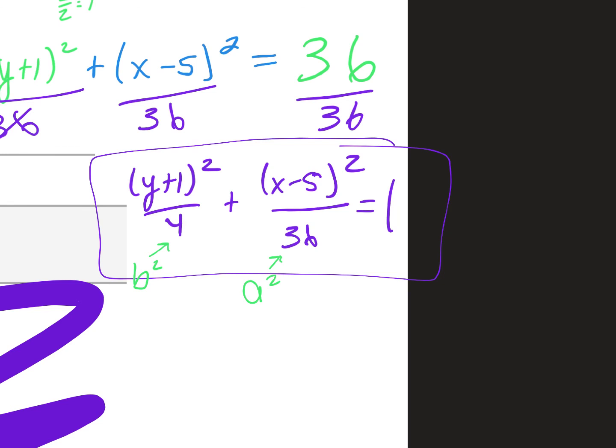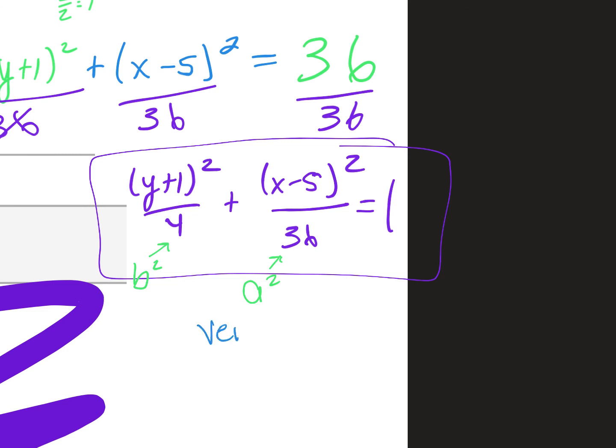Since they're both positive, we got a plus in the middle. You can write it like this. You could write it the other way if you wanted. You could write x minus 5 squared over 36 equals y plus 1 over 4. That's fine. You could have written it either way. That's totally fine. What is the vertex?